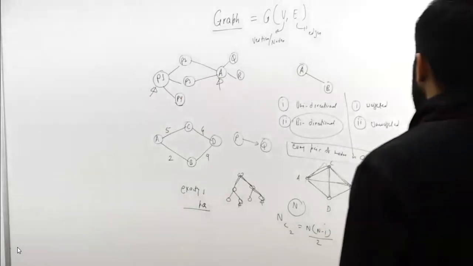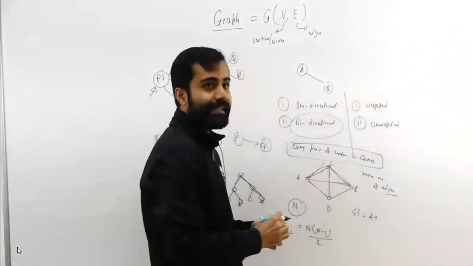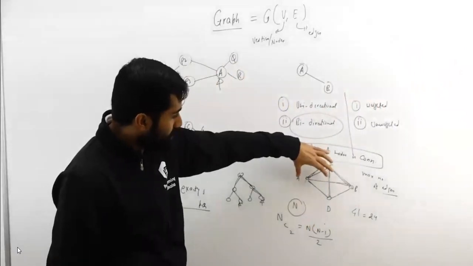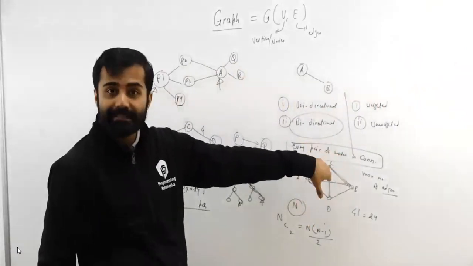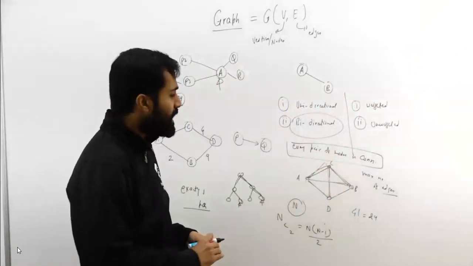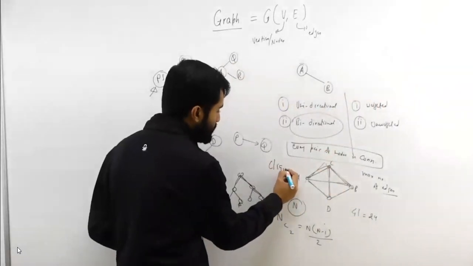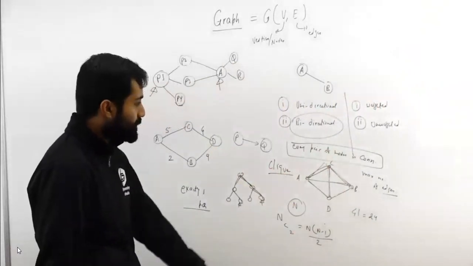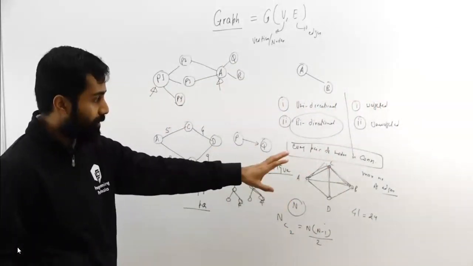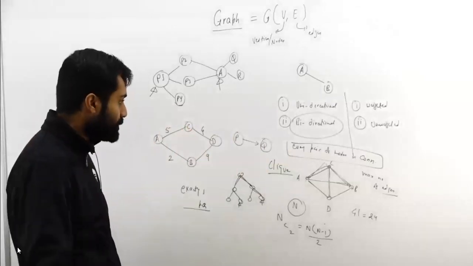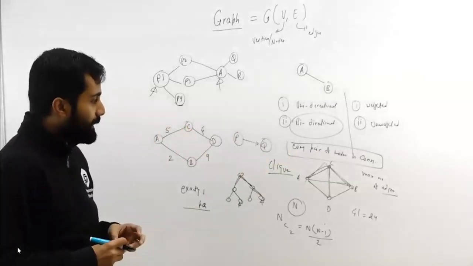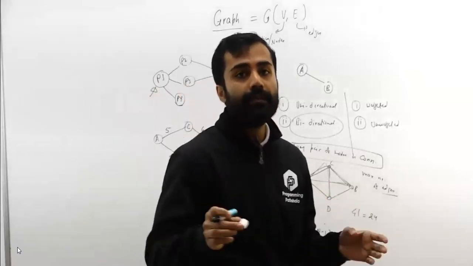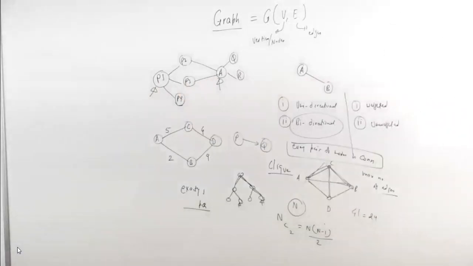Now, such kind of graphs, in which the number of edges is maximum, which is n into n minus 1 by 2, are also called a clique. No need to remember it, I'm just telling it for curiosity. Now also tell me, if there are n nodes, what can be the minimum number of edges in a graph having n nodes?